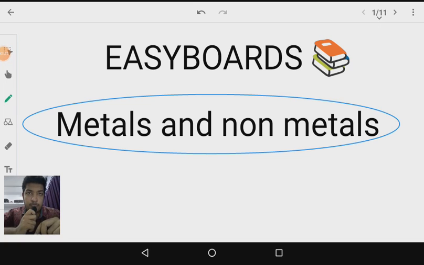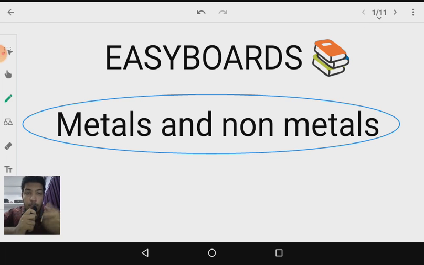Hello and welcome to another chapter of Science Class 10th, that is Metals and Nonmetals. This is a small chapter which deals with four topics. First, we are discussing the general properties of metals and nonmetals. The second topic is the chemical properties of metals and nonmetals. Third is the reactivity series.